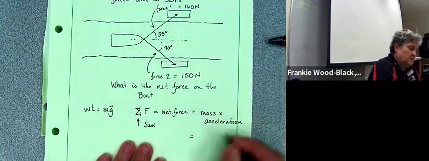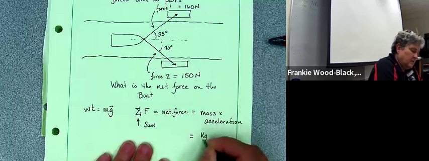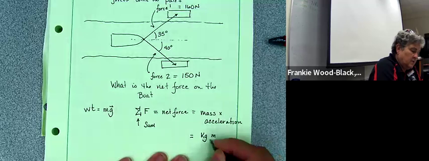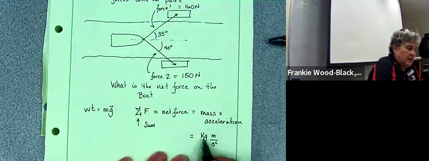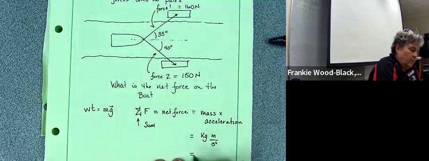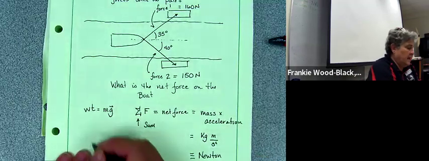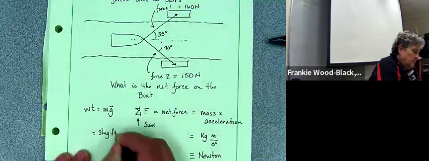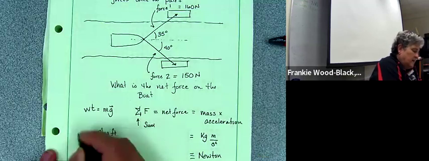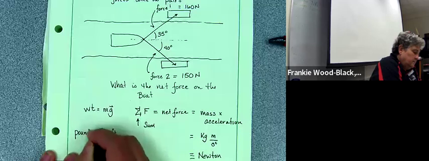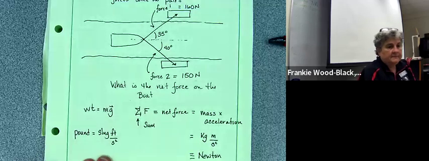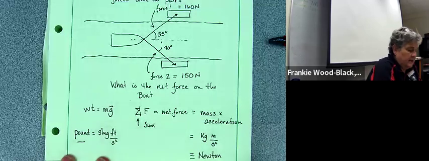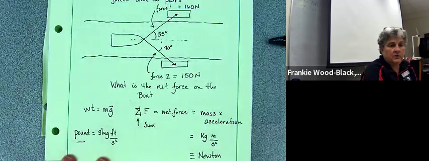Well, let's look at the units. Mass is in kilograms. Acceleration is in meters per second squared. So I get kilogram meters per second squared, and we're defining that as a Newton. If I'm in the English system, that's a slug foot per second squared, and that is a pound. So pounds and newtons are units of force.